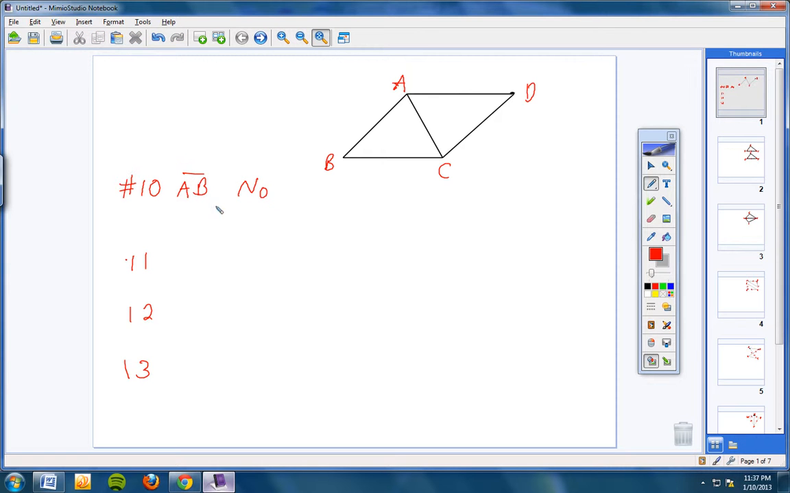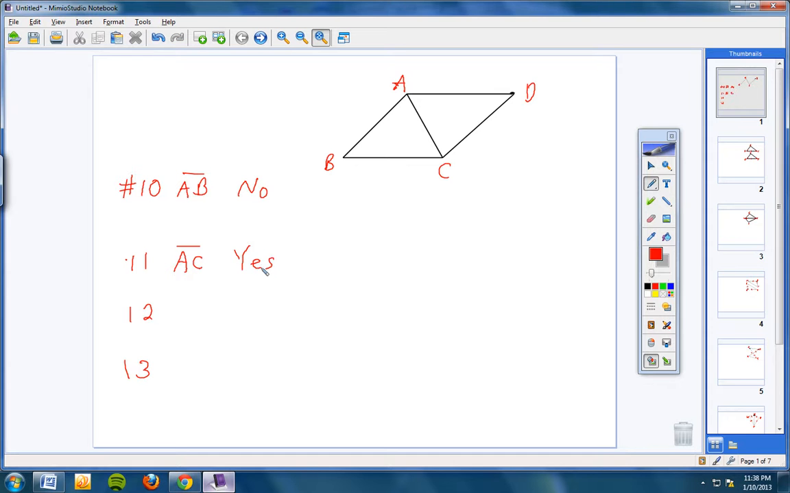Let's take a look at number 11. Number 11 is referring to side AC. So here's side AC right here. And is AC between angles BAC, this angle right here, and angle BCA right here? Well, of course it is. I mean, here's an angle, then the side, then the angle. So yes, the answer is yes.